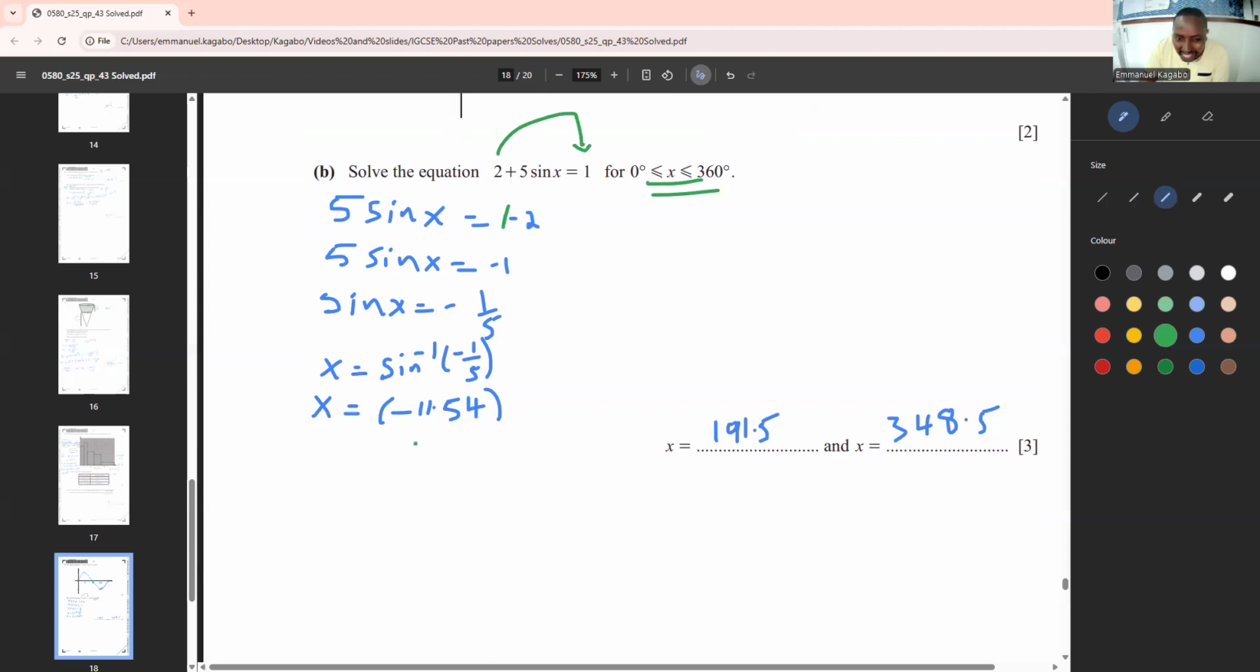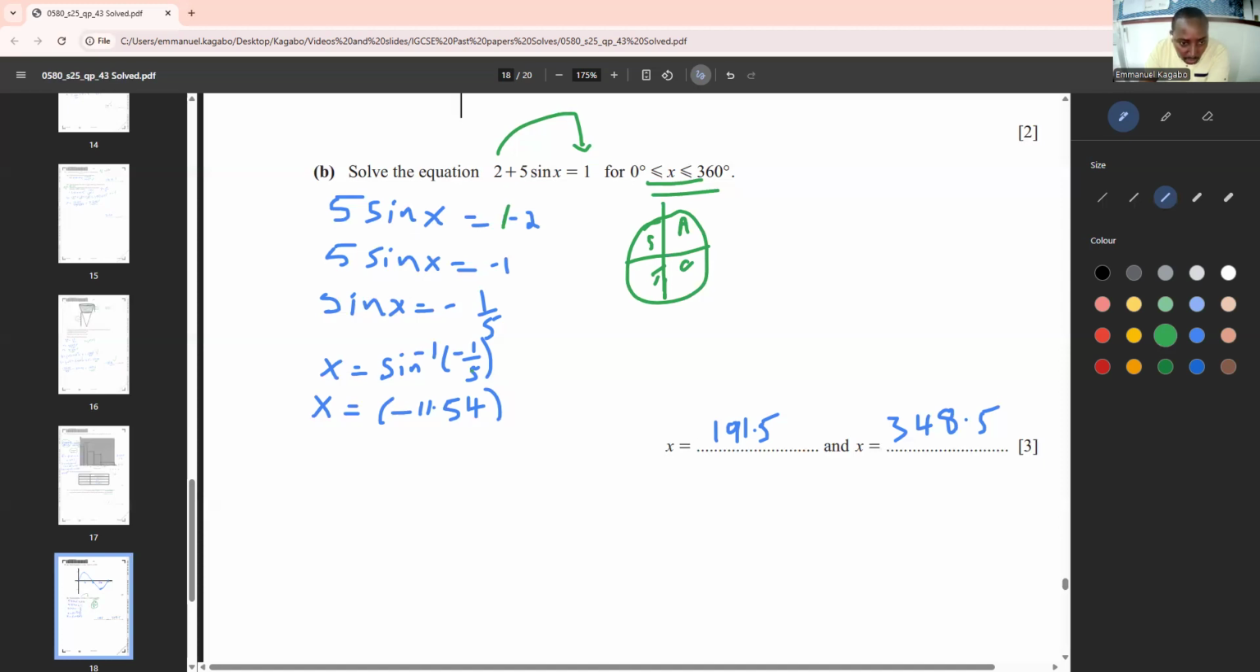So you're going to get the negative value, but your answers are supposed to be between 0 and 360. Now, you need to remember what I always like, okay? All Students Take Chemistry. What does that mean? It means all of sine, cos, and tan are positive in the first quarter. Sine is positive in the second quarter. That means sine is positive, cos and tan are negative. In the third quarter, it's only tan that is positive. That means sine and cos are negative.